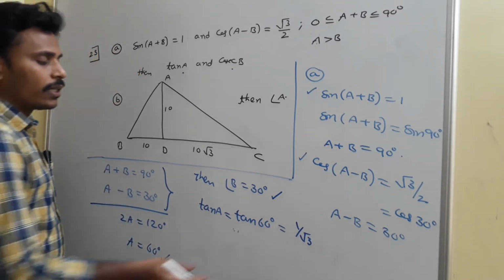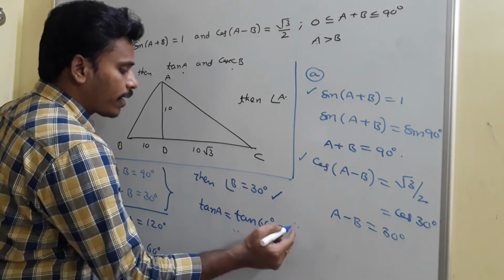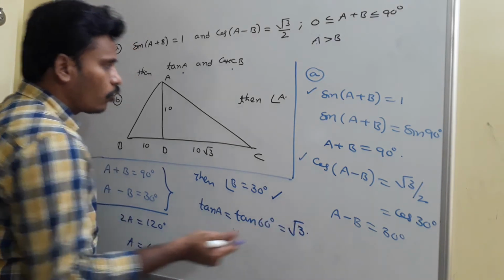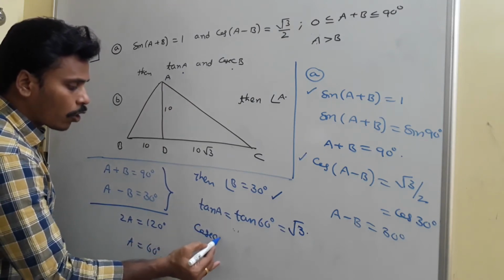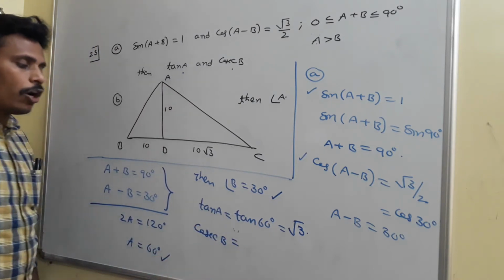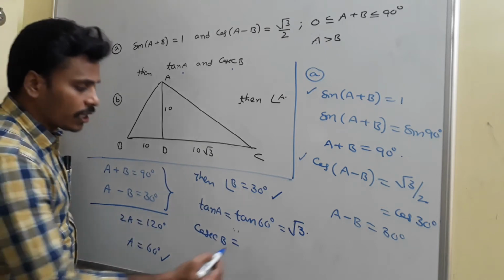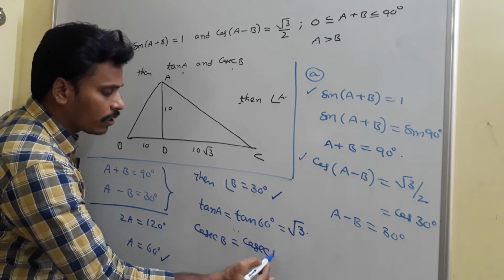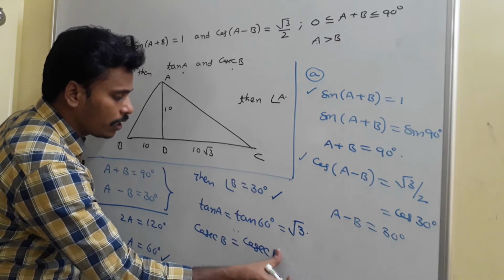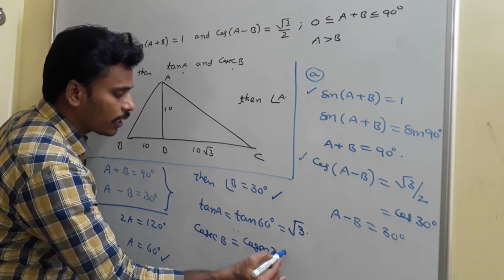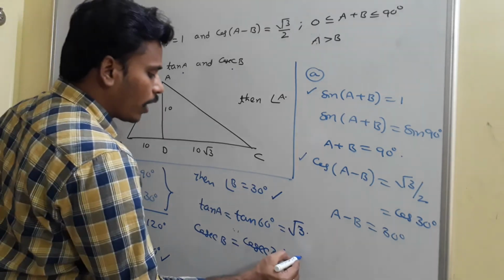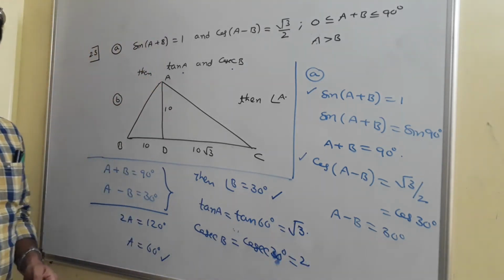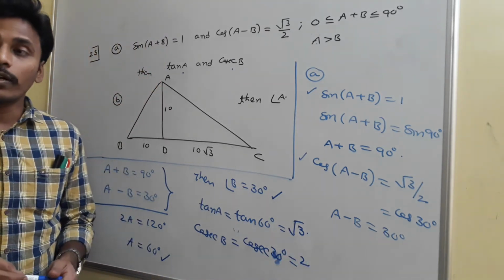Not 1 by root 3. Tan 30 degrees is 1 by root 3 and tan 60 degrees is root 3. So tan A is root 3. And along with tan A, the question is asking us to find cosecant B also. We know that B is equal to 30 degrees. Then you need to answer cosecant 30 degrees because B is 30, cosecant B is cosecant 30 degrees. As we know that sin 30 degrees is 1 by 2 and cosecant 30 degrees is its reciprocal, which is 2.